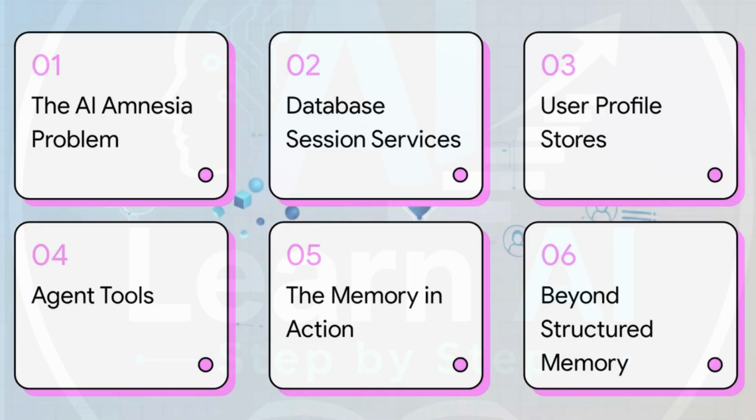Here is our roadmap for today. We'll look at 1. The AI amnesia problem, 2. Database session services, 3. Creating user profile stores, 4. Agent tools, specifically recall and save, 5. The memory in action, and finally 6. Beyond structured memory. Let's get right into it.